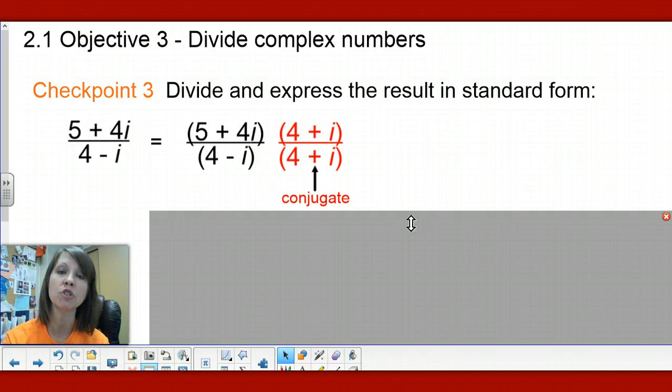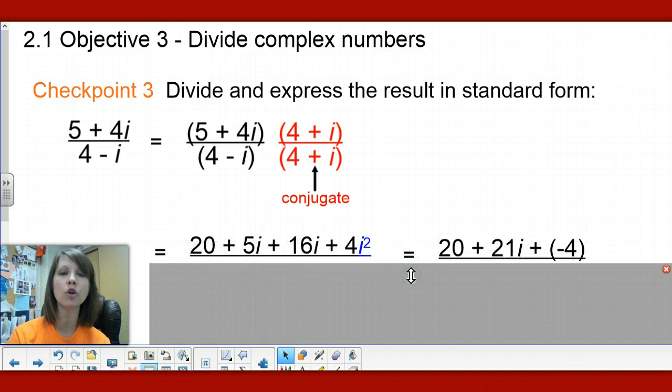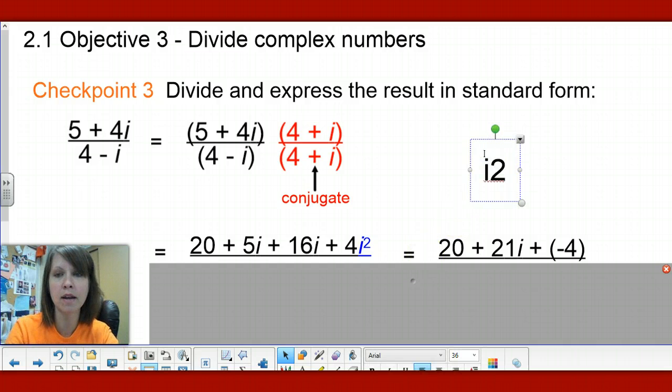So this is hitting objective 2 in lesson 2.1. Okay, so looking at the numerator, we're going to have to FOIL that numerator. We're multiplying two binomials. If you would rather think distribution, that's fine. We're going to get 20 plus 5i plus 16i plus 4i squared. I've highlighted the i squared in blue. I want you to remember that i squared actually has a value of -1. And I did not write that down, so I'm going to do that right now. i squared equals -1.